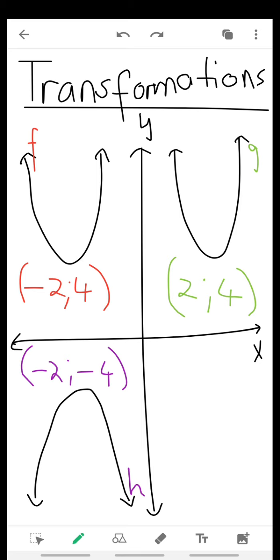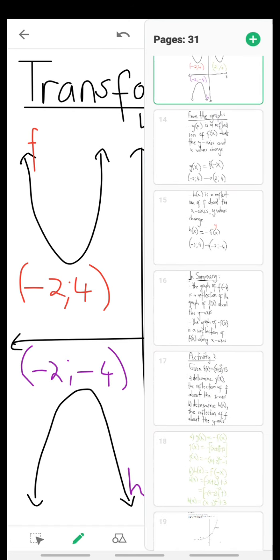Then also, when you look at h, it is the reflection of f along the x-axis. That means they still have the same x values, but different y values. The y values of f are positive, whereas the y values of h are negative. So that means the reflection along the x-axis changes the y values, and the x values remain the same. We still have the -2, but now we've got a 4 and a -4 because of the reflection. Very, very important. So these are your reflections and you need to master them.